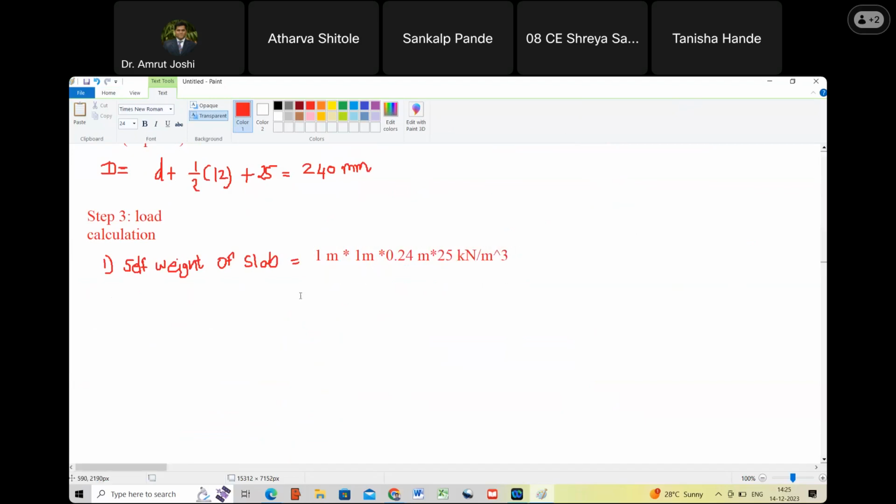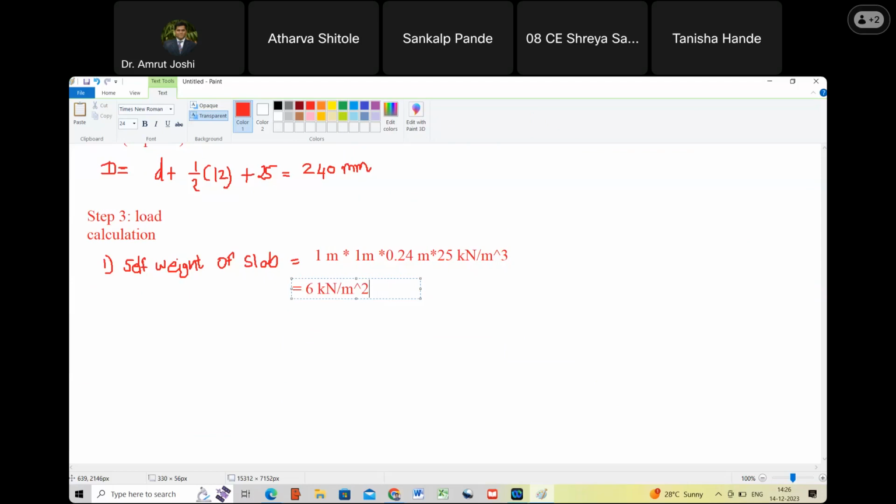So this turns out to be how much? Tell me how much it is. 0.24 into 25. Sir, it is... Pardon? 6. 6, sir. So 6 kilonewton per meter square, because it is the load acting on 1 meter by 1 meter chunk. So here we will consider it as 6 kilonewton per meter square.